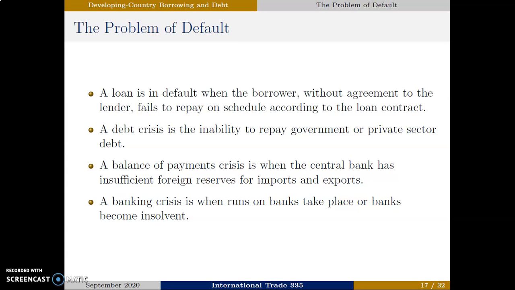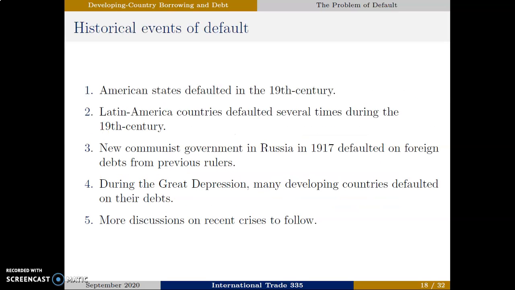A balance of payment crisis arises when the central bank of a country does not have sufficient foreign reserves to pay for imports and exports. And a banking crisis is when banks become insolvent or runs on the bank take place. This was the case in 2009.